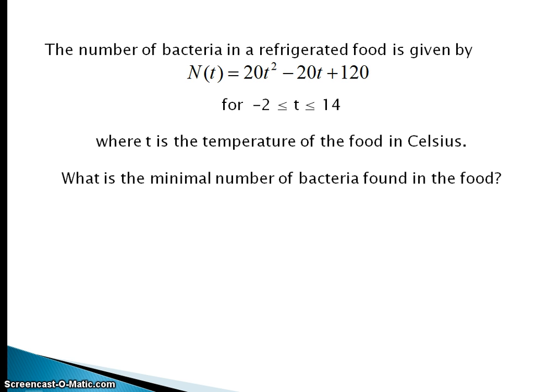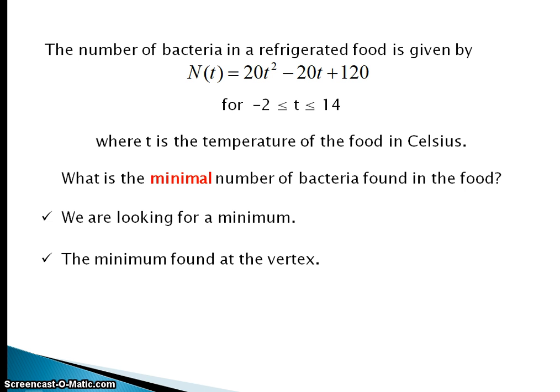You will probably, in most cases, be given an equation that looks like some sort of standard form quadratic, and in this case we have an equation that models the number of bacteria in food that has been refrigerated, and it's given by this function, 20t squared minus 20t plus 120, where t is the temperature of the food in Celsius. Now the question we're asking is, what is the minimum number of bacteria found in the food? We are looking for a minimum. Therefore, this is a min-max problem.